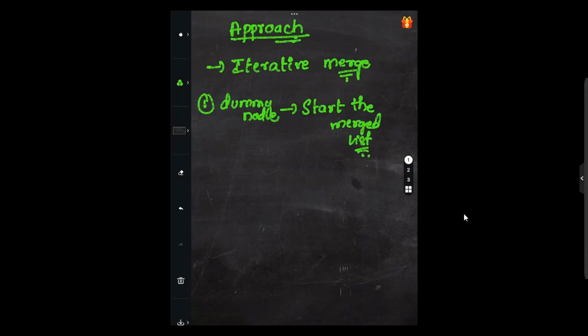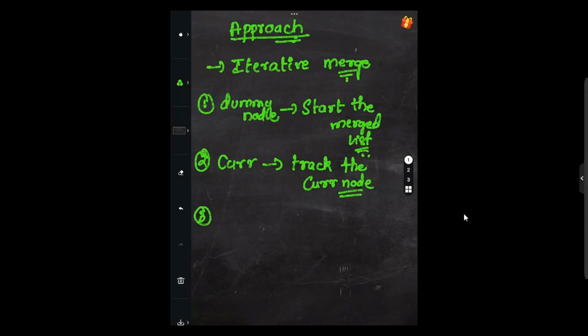In the second step, let's use a pointer, current, to track the current node of the merged list. We have to track the current node of the merged list, so to track that one, we are making use of the pointer current. So this will be the second step.